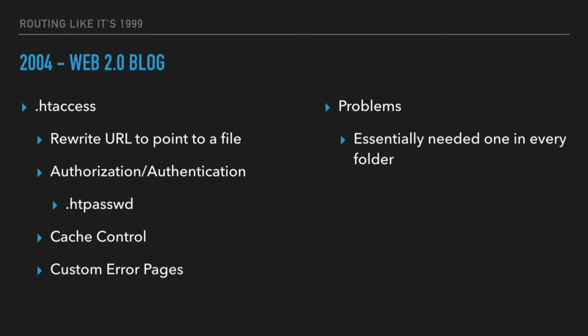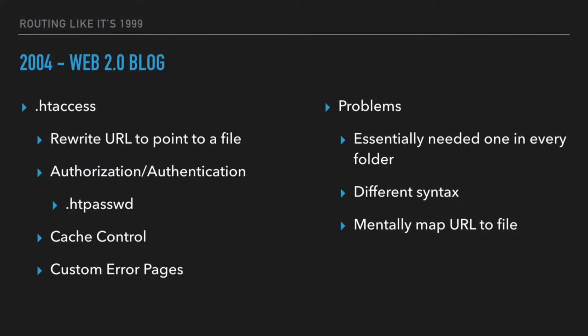You essentially need one of these things in every one of your directories, right? So now your routing map is spread out literally all across your application. That's a pain for a team to work with. It's an entirely different syntax than the rest of your application. I mean, if you're coding in, let's say, PHP, these are in Apache web configuration syntax. So that's not PHP, and it's an entirely different syntax for you to deal with.